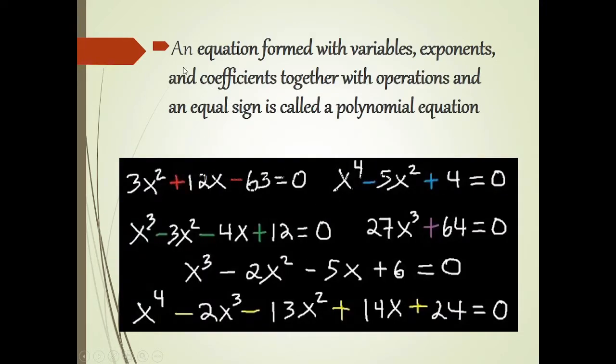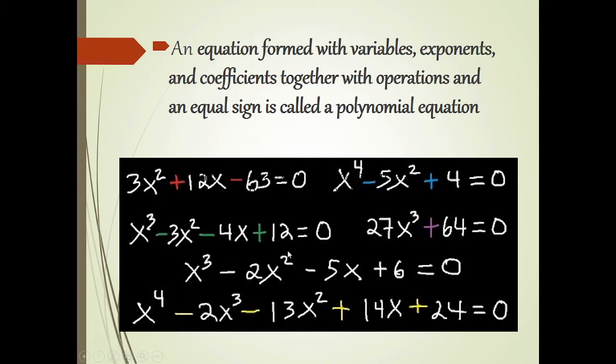So, pag sinabing polynomial equation, it is an equation formed with variables, exponents, and coefficients together with operations and an equal sign. Diba? So, look at the example. So, meron tayong 3x squared plus 12x minus 63 equals 0. X to the fourth minus 5x squared plus 4 equals 0. X cubed minus 3x squared minus 4x plus 12 equals 0. So, tingnan nyo ang mga equations natin. Nakaayos yung mga exponents in descending powers. Tapos, yung mga last terms ay nasa constant.